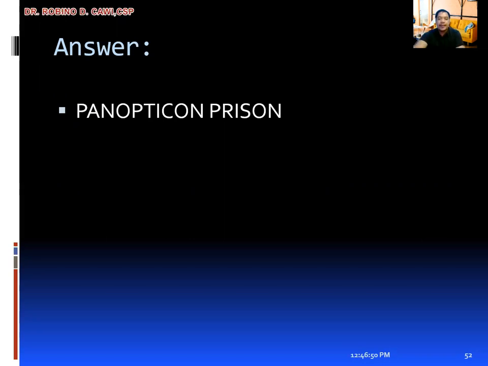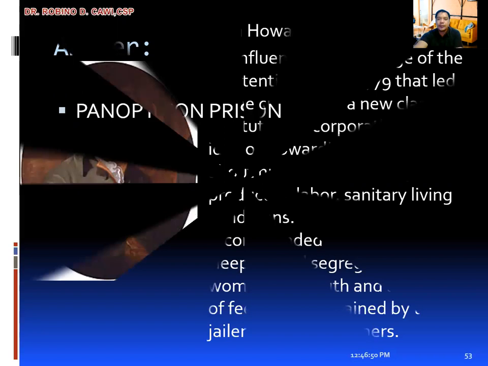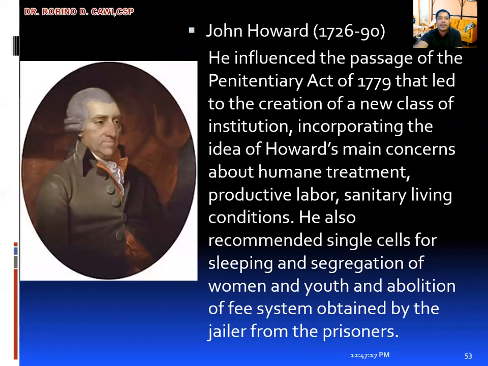Another personality in the field of correction is John Howard. As we mentioned in the earlier series, he was responsible for influencing the passage of the Penitentiary Act of 1779 that drastically changed the landscape of prison management in Europe, particularly in England.